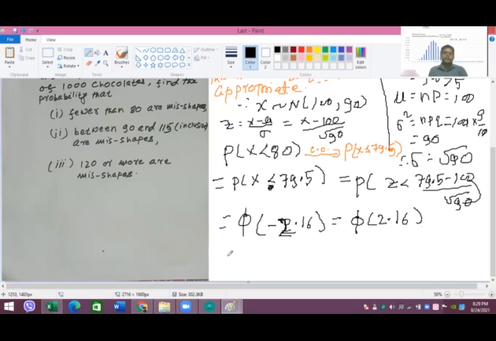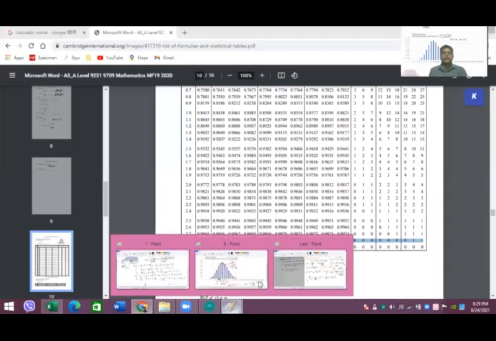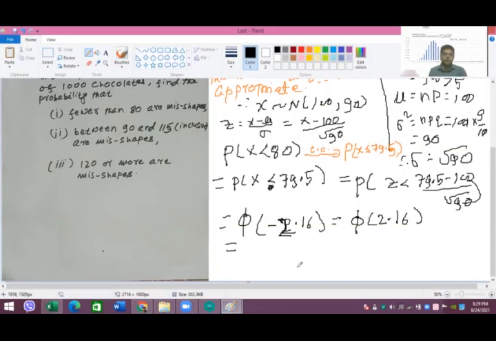Now go to the Z table, you know how to read the value from the table and do the similar procedure, and you will find it is 1 minus, not by using the symmetry because this is less than, so it will be 1 minus the Z table value, which is 0.9846. After deducting this from 1 it is going to be 0.0154, and this is the answer. So in this way we can make our work easy by applying the normal approximation or the continuity correction to the binomial distribution.